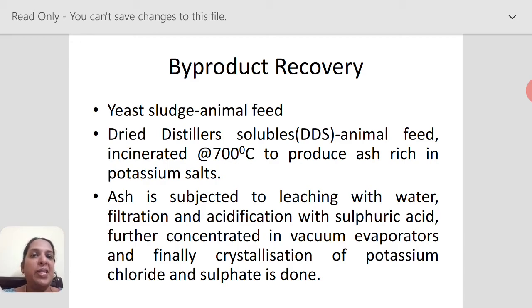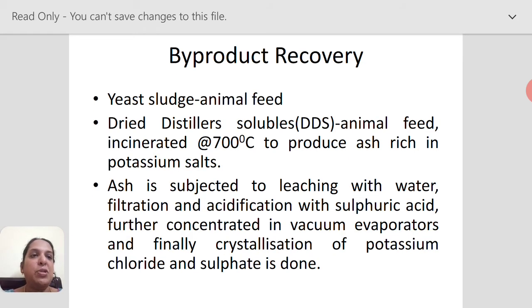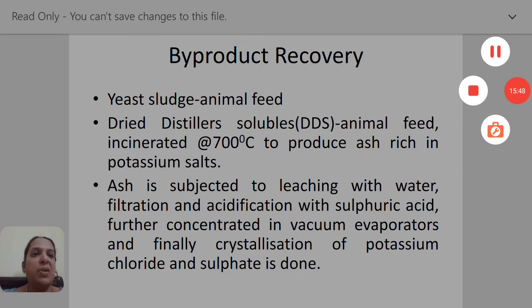We know that yeast sludge is a waste coming from the distillery. This yeast sludge can be used as animal feed. Normally what they do is it will be subjected to evaporation as well as drying, so that it will be converted into dried distillers solubles, that is DDS, which could be used as animal feed. Apart from this, this DDS can also be incinerated at a temperature of 700 degrees centigrade, so that it will produce an ash which is rich in potassium salts. That's why potassium fertilizers can also be produced from the distillery.